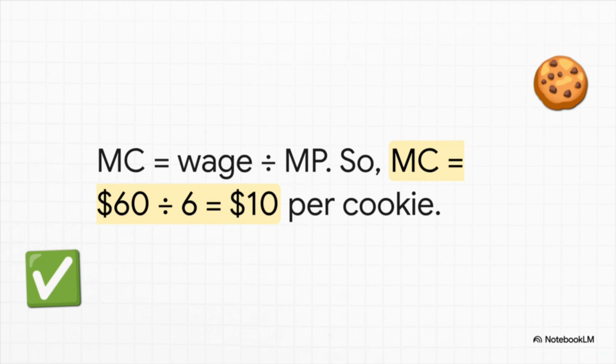Yup, you got it. It's the $60 wage divided by the marginal product of 6. That gives us a marginal cost of $10 per cookie. It's as simple as that.